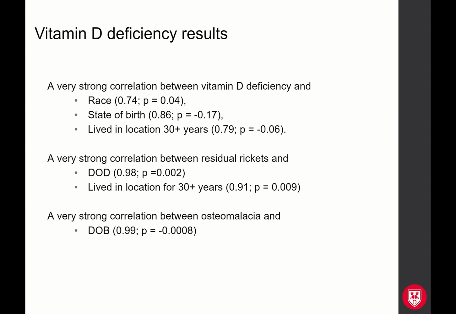On top of the chi-square and looking at significance and presence, I also did a Spearman's rank correlation to see what variables may have correlated with vitamin D deficiency, but weren't significant drivers of expression of vitamin D deficiency. So a very strong correlation between vitamin D deficiency and race, state of birth, and individuals that lived in a location for longer than 30 years. There was also a strong correlation between residual rickets and date of death, and then again lived in location for longer than 30 years. A very strong correlation between osteomalacia and date of birth.